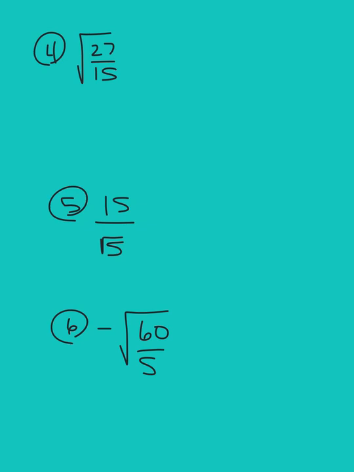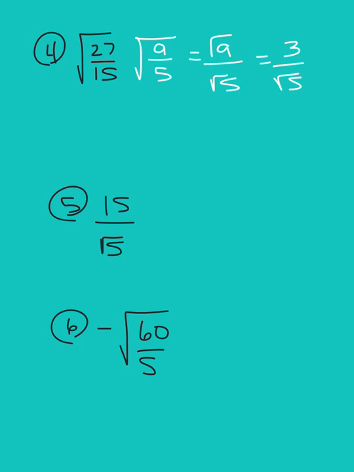Let's take a look at a few more problems. In number 4, the square root of 27 over 15. Now I notice both of these are divisible by 3, so let's simplify that first. 27 divided by 3 gives me 9. 15 divided by 3 gives me 5. So I get the square root of 9 over the square root of 5. The square root of 9 is 3 over the square root of 5.